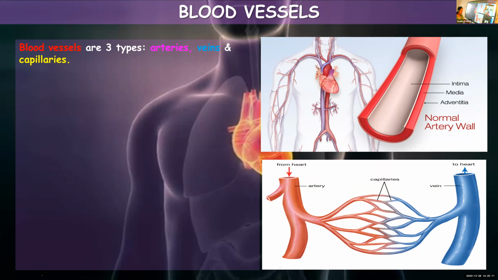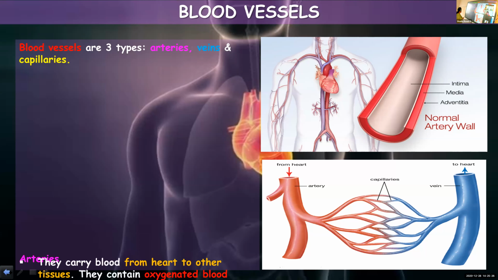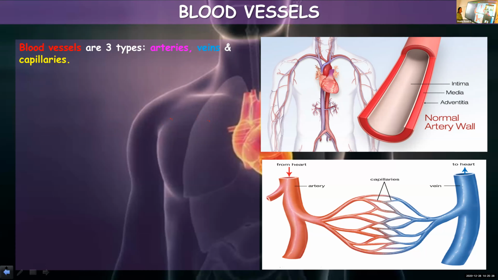Now, next is about the different types of blood vessels. You have been learning about them since maybe class 7. Blood vessels are of three types: arteries, veins, and capillaries. Arteries, what is the role of arteries? Steffi, tell me what is the function of an artery? They take pure blood from the heart to different parts of the body.